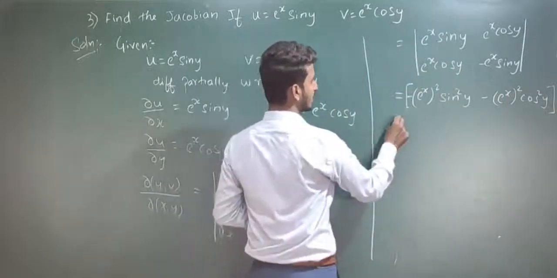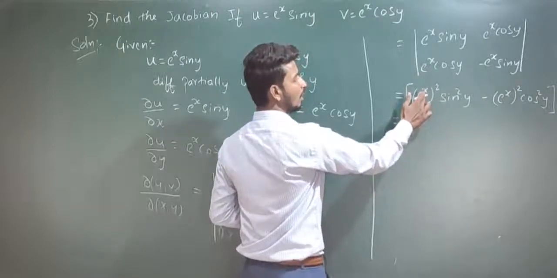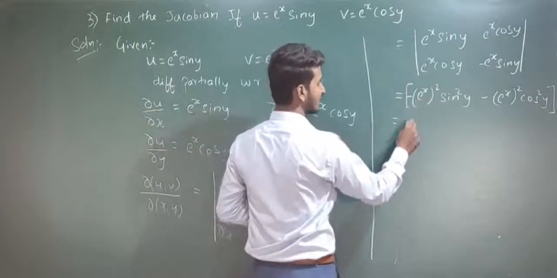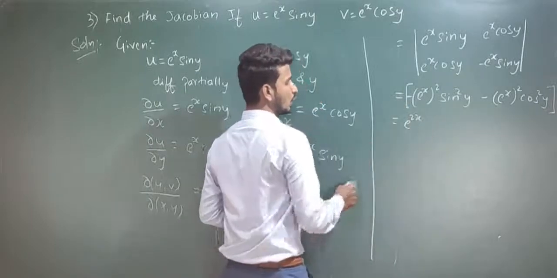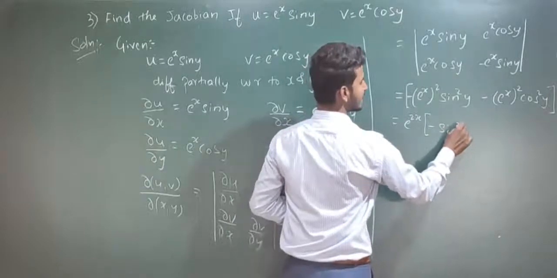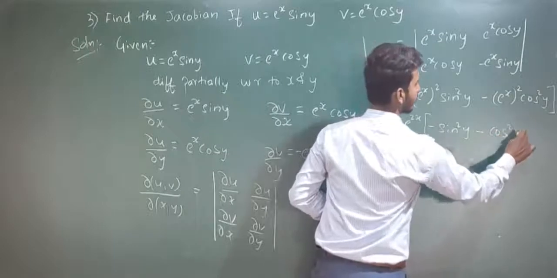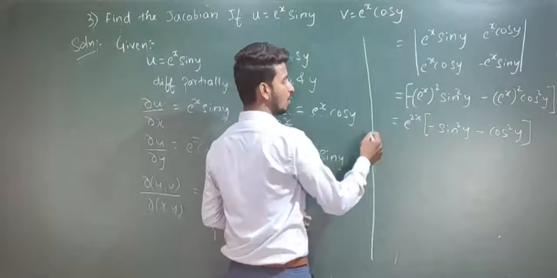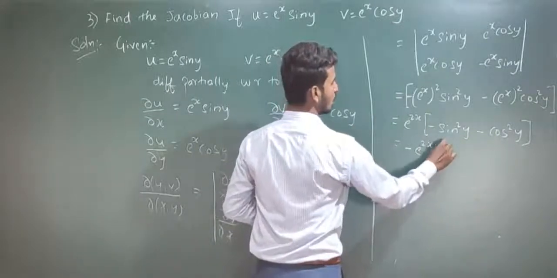Now we will solve this. e raised to x square means, by the laws of exponents, e into e raised to 2x. We can take that outside, e raised to 2x, minus sin square y minus cos square y. Now we can take the minus also outside, that is minus e raised to 2x.